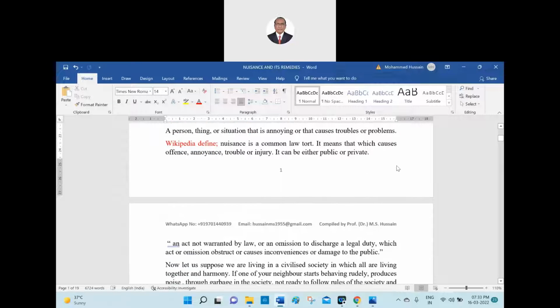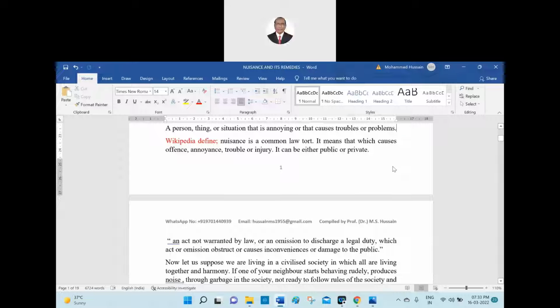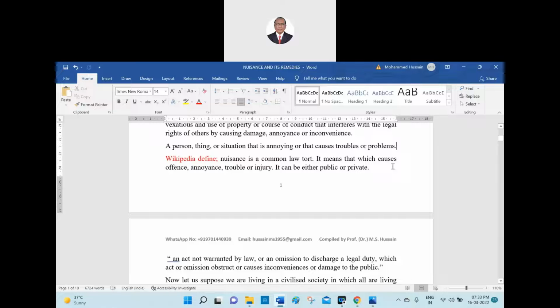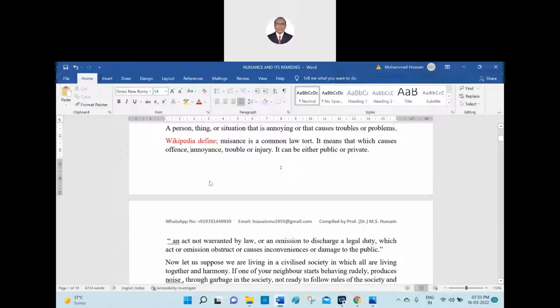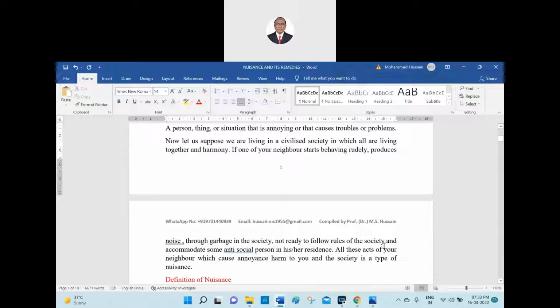Wikipedia defines... never use Wikipedia in your research work. I tell you, never use Wikipedia as your research work. You completely delete it; intentionally I kept it. Now I am deleting it in front of you, because Wikipedia is a weak source, as any person can edit it. So don't use Wikipedia as a reference. A good lawyer, a good scholar, a good researcher never uses that as a resource or source.